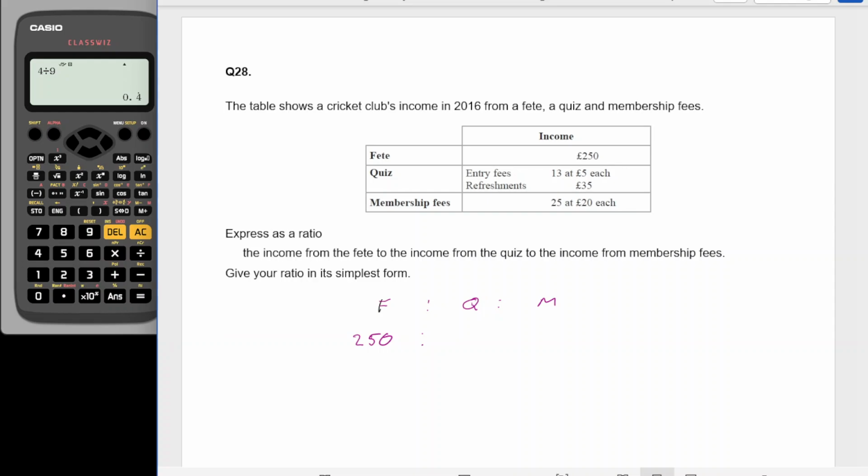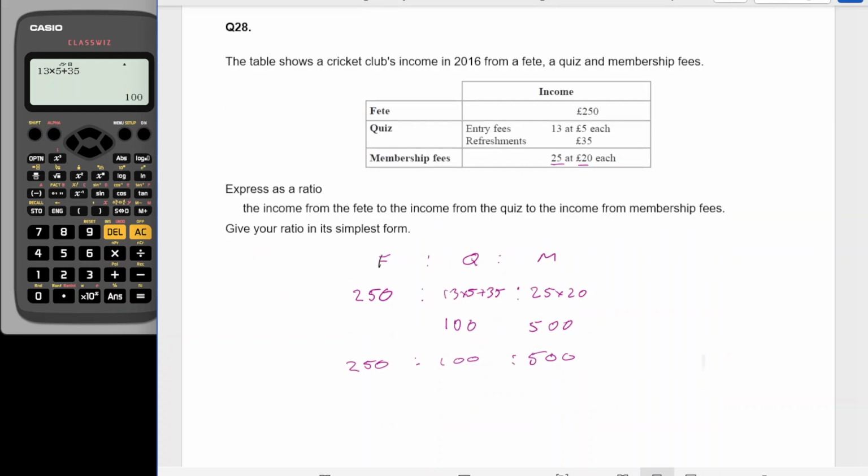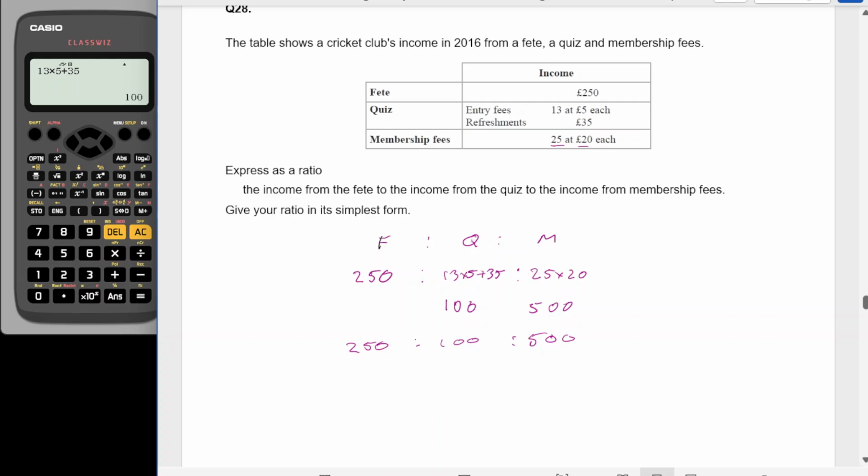So I'll do that as a sum actually. 13 times 5 plus 35. So that gives us a total of 100. And then the membership fee is 25 at 20. So 25 times by 20 is going to be 500. So in effect, we've got 250 to 100 to 500. All of them are going to have 25s in common. That will go 10 times into that one, 4 times into that one.